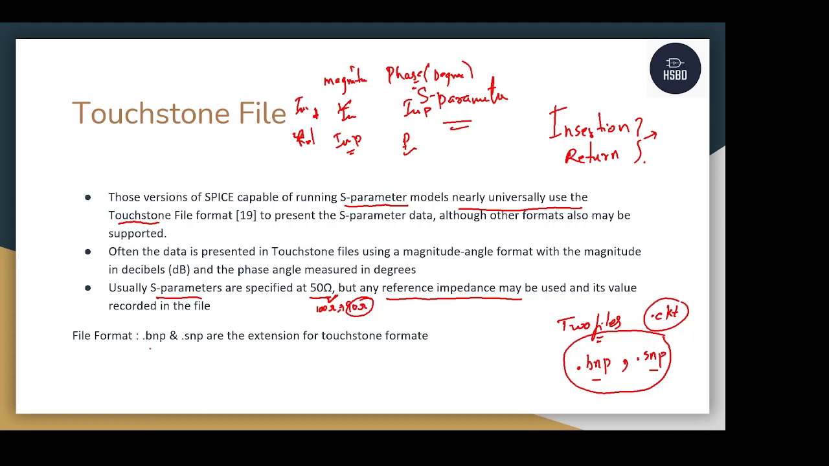As I already explained, BNP and SNP are the touchstone file formats. So that's all for this video. In this video, we have seen multiple things like what S parameters are, and what the types of S parameters are, basically insertion and return loss. We went into the graphical representation of insertion loss and return loss, and we have seen the format of a touchstone file, how a touchstone file looks like, and what information is available in it.